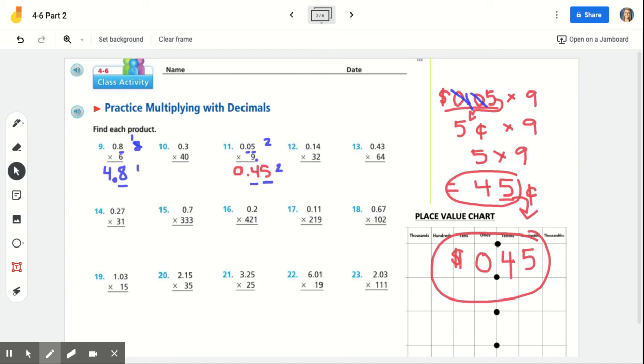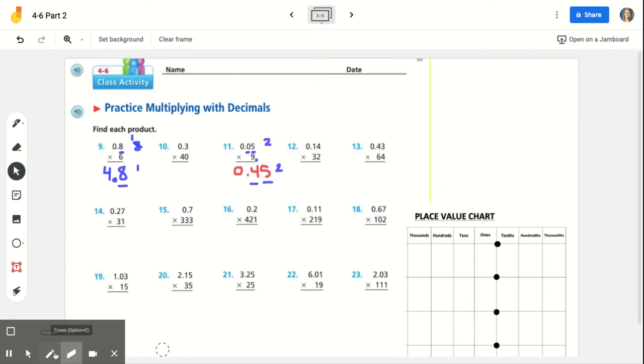Shall we do it for another one? Let's skip on over. Let's do number 15. Number 15 is 7/10 times 333. The book is trying to trick us on over here. So let's rewrite this problem much more clearly on our whiteboard. We're going to rewrite our multiplication sentence, putting the bigger number on top. Remember, with multiplication problems, it doesn't matter the order. We'll still get the same answer.